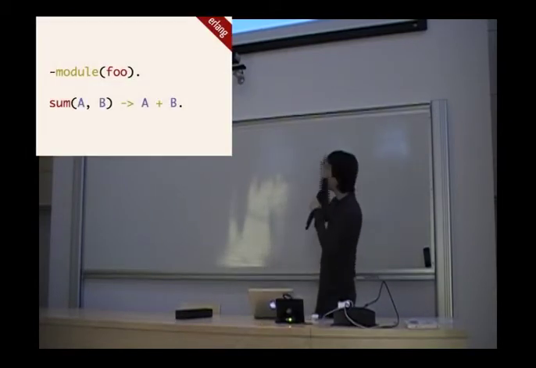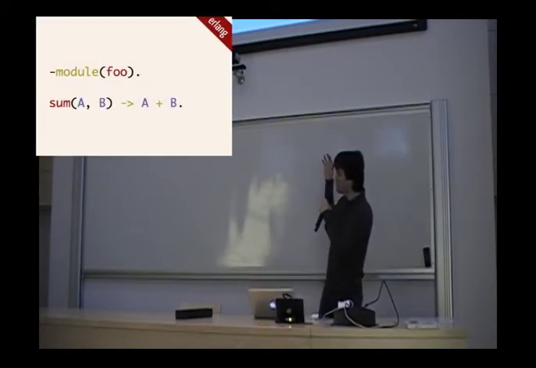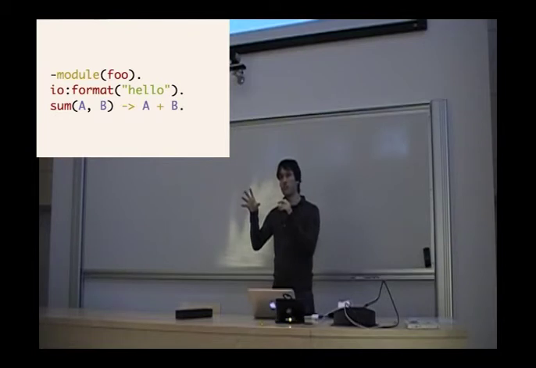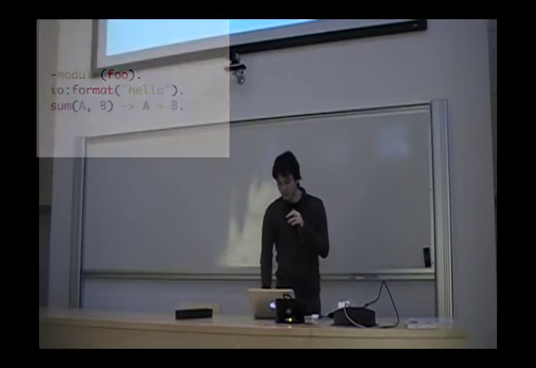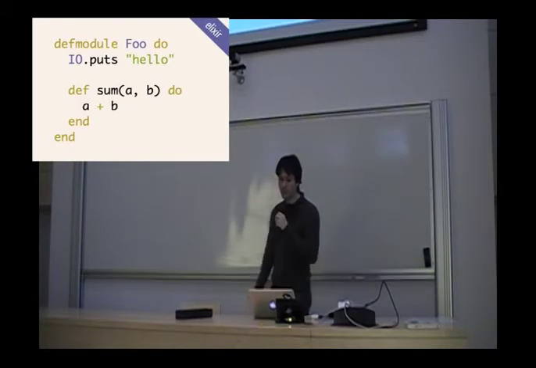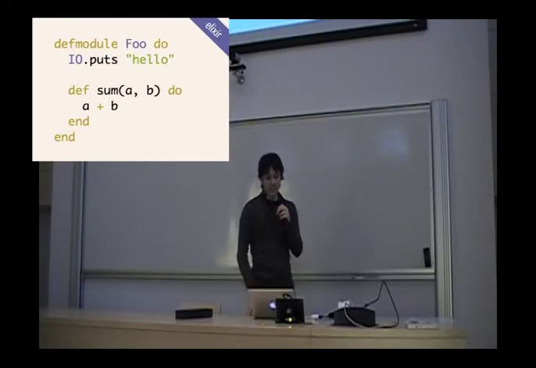Basically, in Erlang, you can write this. You're defining a simple module, right? And what you can put in the module body is a very limited set of instructions. You can put attributes, you can put functions, but you cannot put random code like this, right? I cannot do this. So in Elixir, you can do that, right?